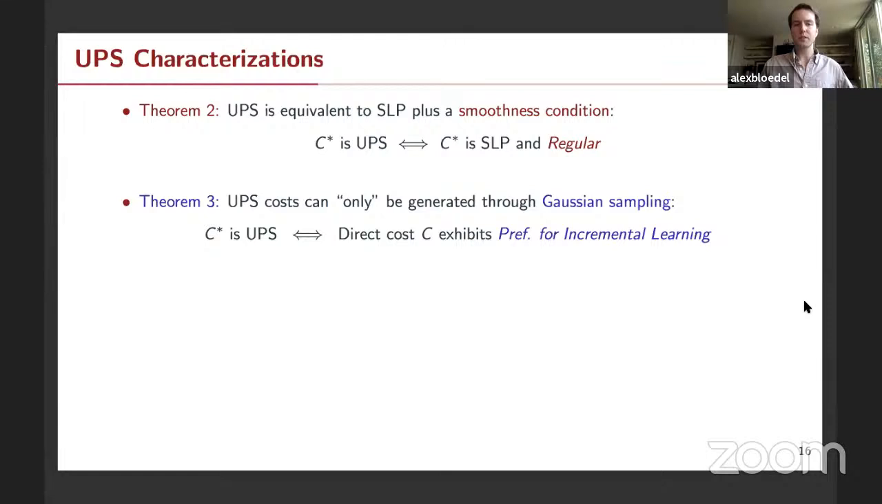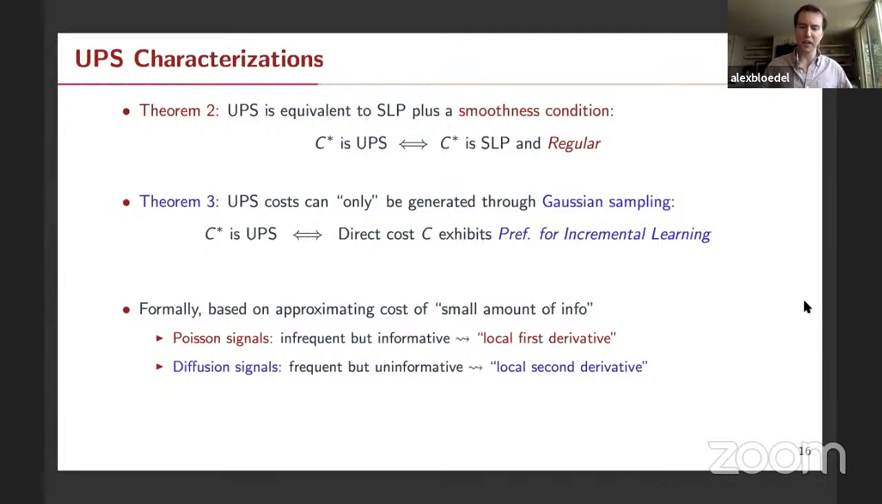The first theorem says that UPS is equivalent to SLP plus a smoothness condition. In other words, a cost function is UPS if and only if it's SLP and satisfies a differentiability condition that we call regularity. The second theorem then says that UPS costs can only be generated in some sense through Gaussian diffusion sampling. Formally, a cost function is UPS if and only if it's an indirect cost generated by direct costs that all satisfy this property called preference for incremental learning.